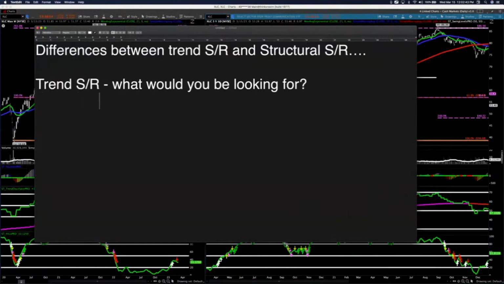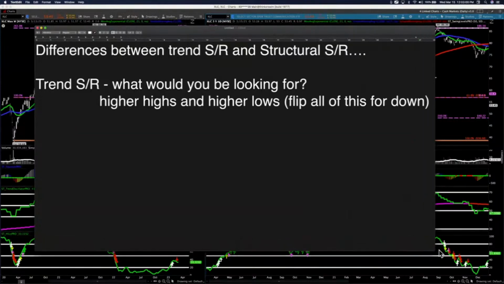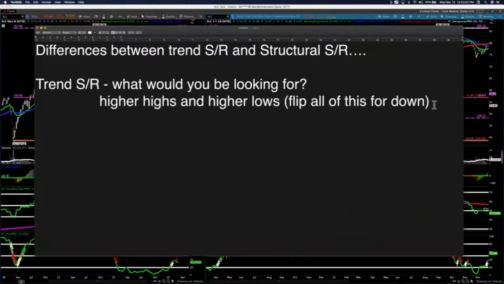So let's just mark it up here. Higher highs and higher lows, right? Now, of course, flip all of this for a trend down. If you're looking for a bear trend, which will be the modality that you will all experience for the next couple of years, then you just flip all of this. But let's just speak for an uptrend. The other thing I would look for is stacked moving averages.